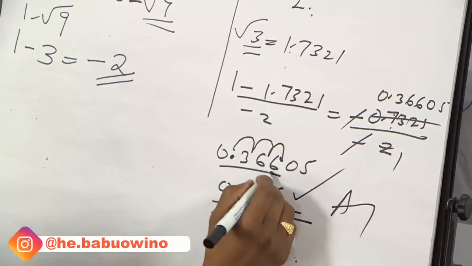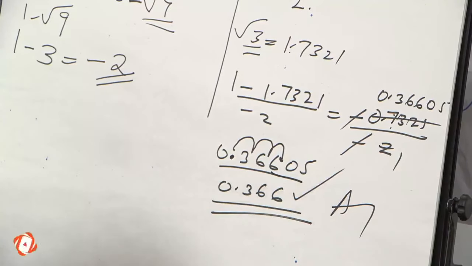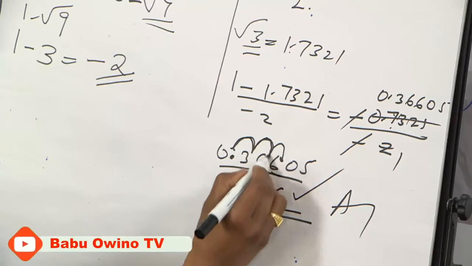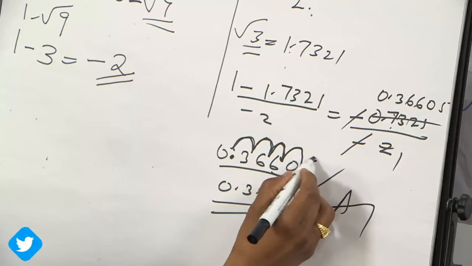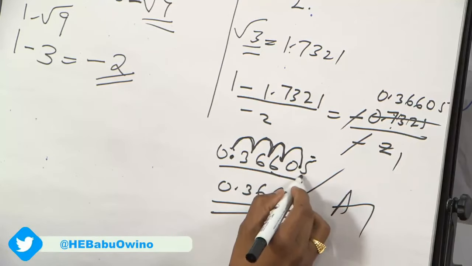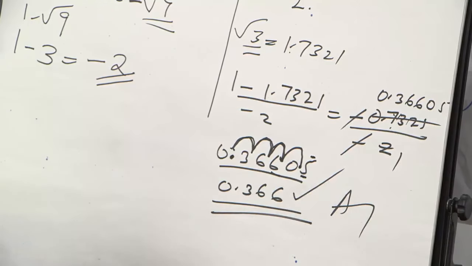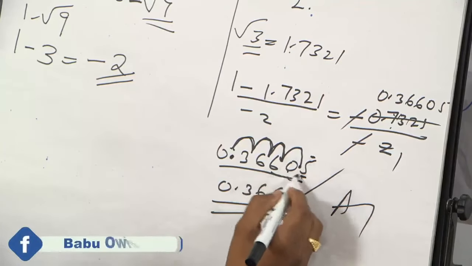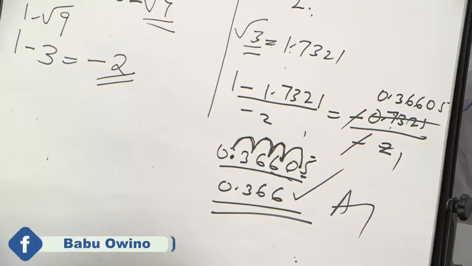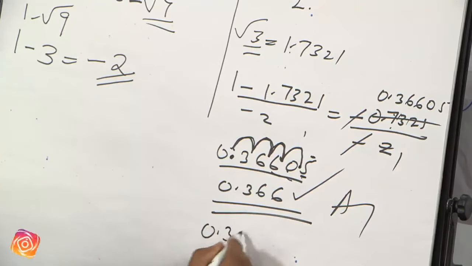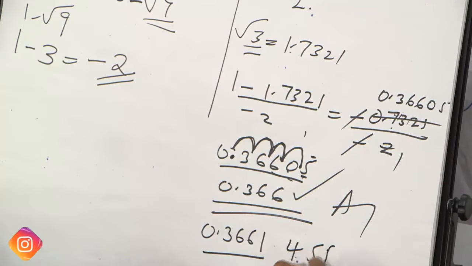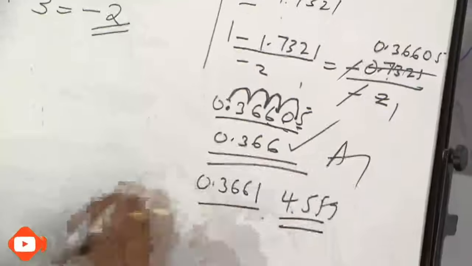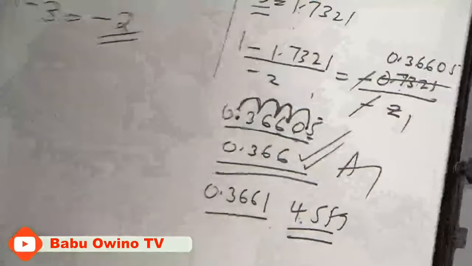Suppose they wanted this answer to 4 significant figures. Then you move 1, 2, 3, 4. When 4 is there, you look at the next number. When the next number is 5 or more than 5, it adds a value to it. The value that it adds is only 1. So the answer becomes 0.3661. This is to 4 significant figures. This is to 3 significant figures.